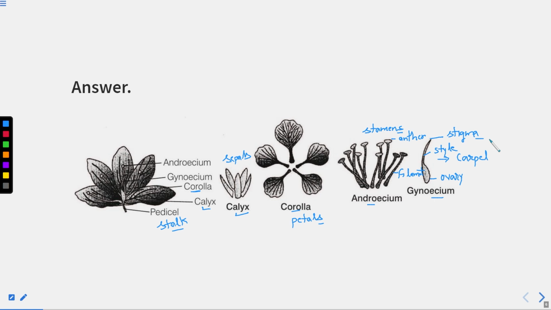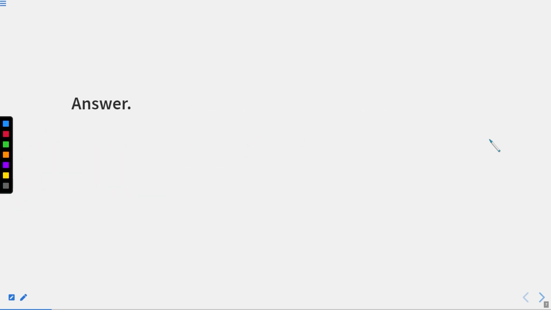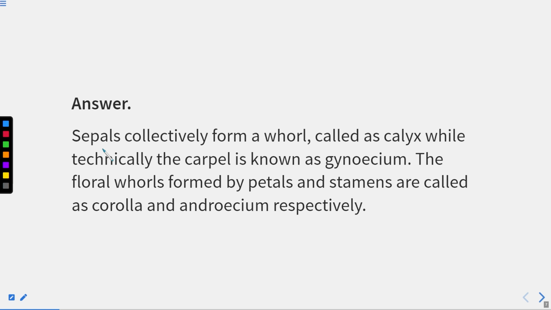So these are the whorls of the flower. Sepals, as I've already told you, collectively form a whorl known as calyx, while technically the carpel is known as the gynoecium. We can circle calyx also, this is also a whorl. The floral whorl formed by petals is known as corolla, and the whorl formed by stamens is known as androecium. So these are the four whorls of the flower.